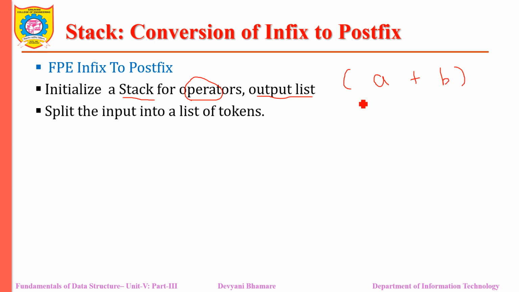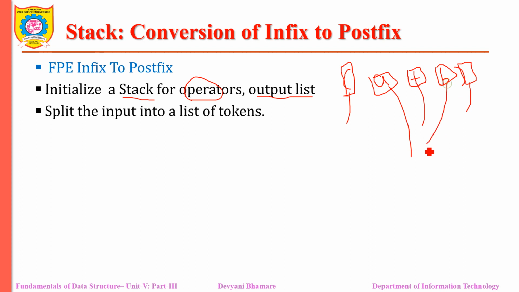So here, what are we getting? The first token is the opening parenthesis. Another token is E. The next token is plus. The next one is B. And the next one is a closing parenthesis. This means the tokens are an opening parenthesis, a closing parenthesis, an operator, and two operands, right? Then we have to read this input string from left to right.